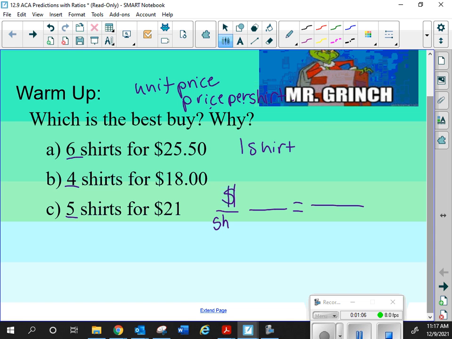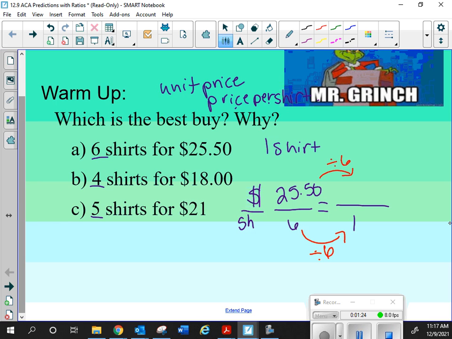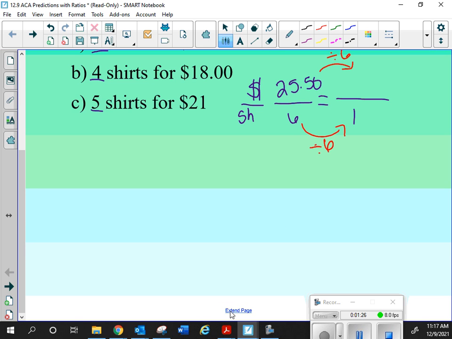Okay, I'm going to do the first one, $25.50 for 6 shirts. I want to find the cost of one, so we probably, even without setting up a proportion, know that we need to do what? Divide by 6. Very good. Let's do a little bit of a review because this does have decimals in it, so maybe it's been a second since we divided with decimals. 25.56 divided by 6.